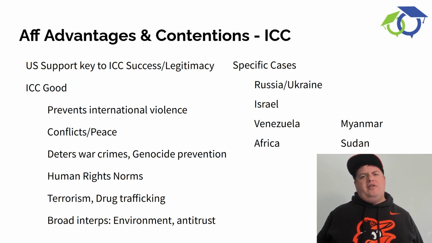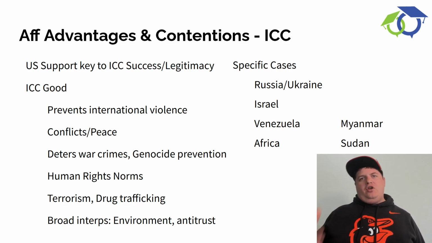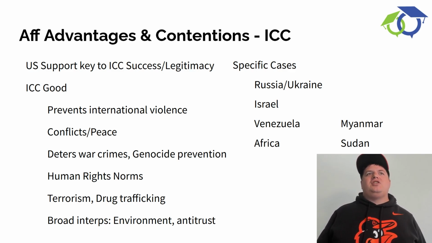I think that there are a lot of different reasons that you could read for an ICC good style contention. A lot of them would be based around the four different aspects that the court tries, whether it be genocide, crimes against humanity, war crimes, or the crime of aggression. You will have different access points to different violence scenarios. I think people will kind of treat this like the democratic peace theory argument, where they will just say it prevents violence more than causes violence, resolves conflicts, creates peace, things like that.